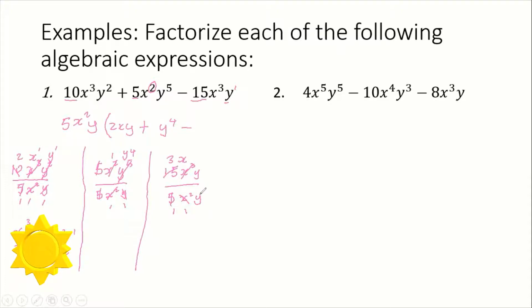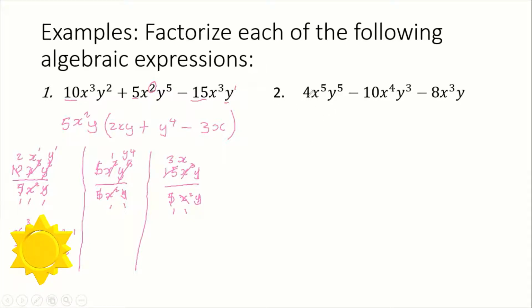And then y into y will give us 1. So the quotient here is a straight, so we'll place that inside of the bracket. And then you close the bracket. And that's it. That's how you obtain the factors. So note that when you factorize this expression, which is number 1, you end up with 2 factors. The first factor is 5x squared y, and the second factor is 2xy plus y to the fourth power minus 3x.